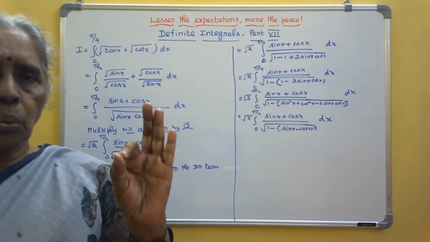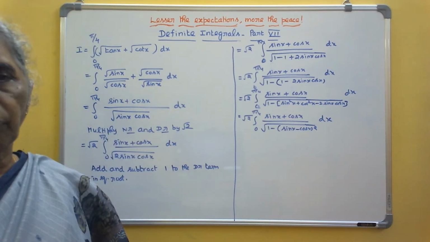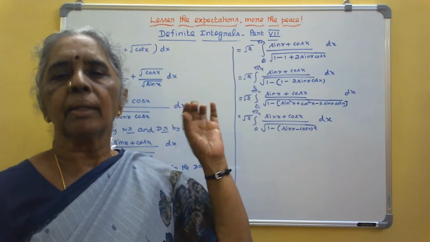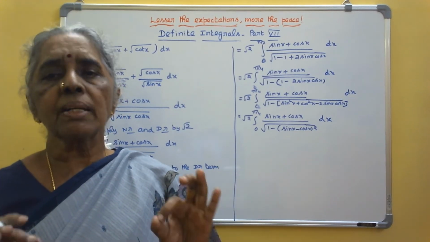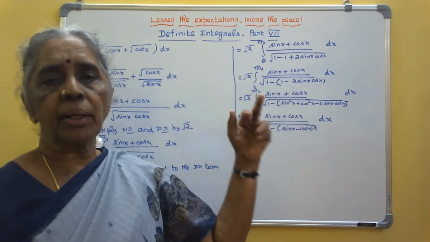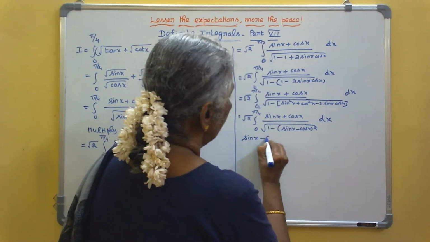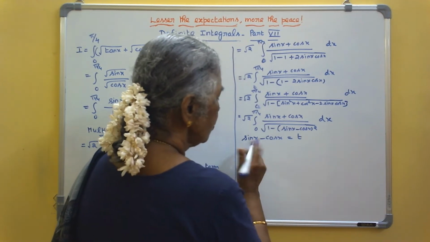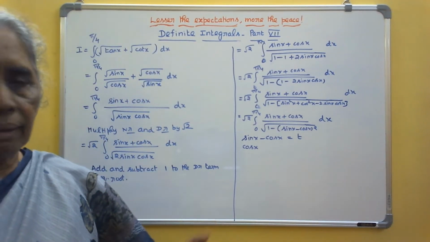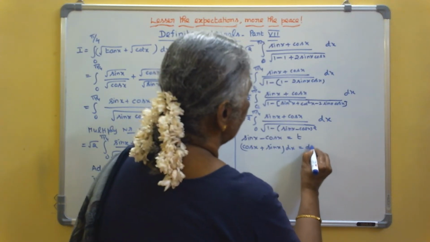So the two important steps I told you are: one, multiply numerator and denominator by root 2; then add and subtract 1 to the denominator term in the square root. So you get it like this. Now you have to use the method of substitution, because if you substitute sin x minus cos x as t, the numerator is going to become dt. So let us substitute sin x minus cos x equal to t. Sin x, if you differentiate, you will get cos x. Cos x, if you differentiate, you will get minus sin x, but there is already a minus. So you will get plus sin x dx. That will be equal to dt.